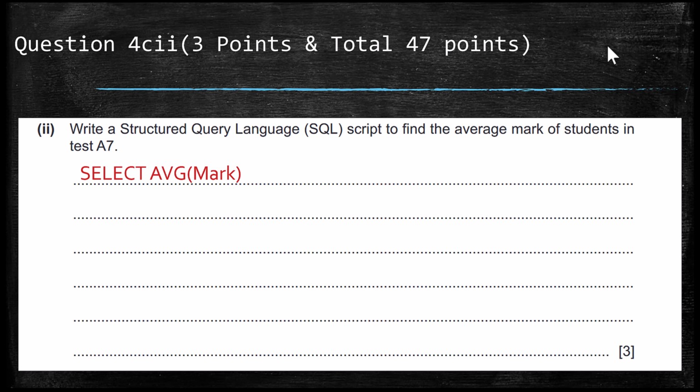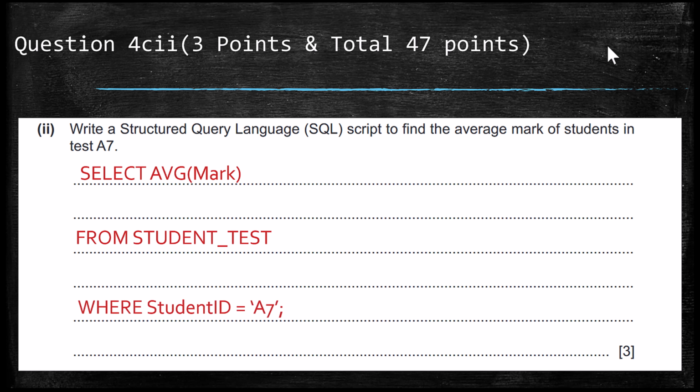Well, I need to know what table mark can be found in. Well, that's from the student test table. That's where I find the mark, and anywhere where the test is A7. So I use my where command, which is like if test ID equals A7. We don't have if statements, so we use where, which are our conditional statements in SQL.